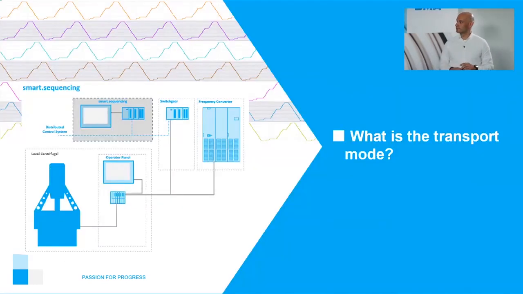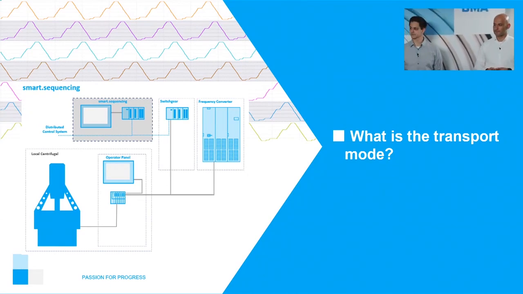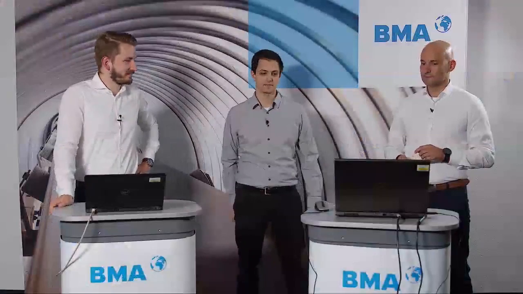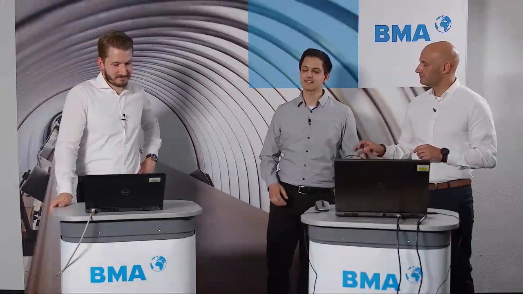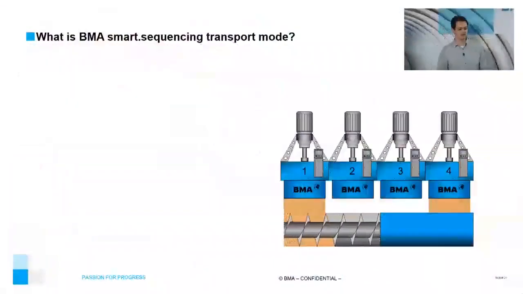All right. So now we mentioned the first 2 modes. Of course, I think we are all interested in the last mode, the transportation mode. So what exactly is the transport mode then? We have here an example, and we can see the 2 machines are discharging at the same time.